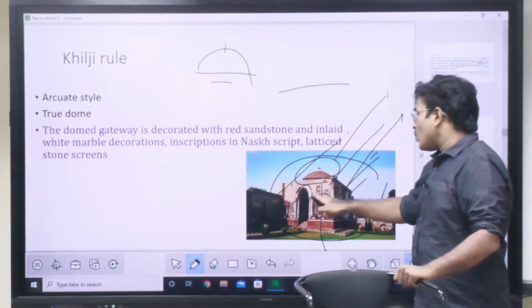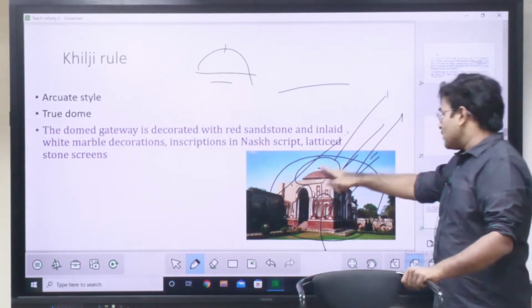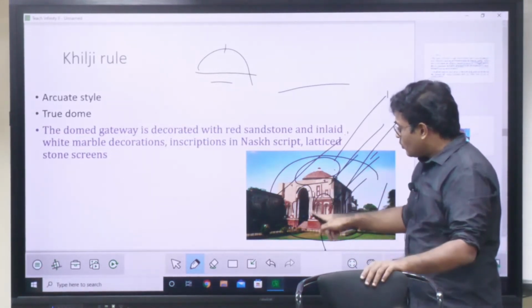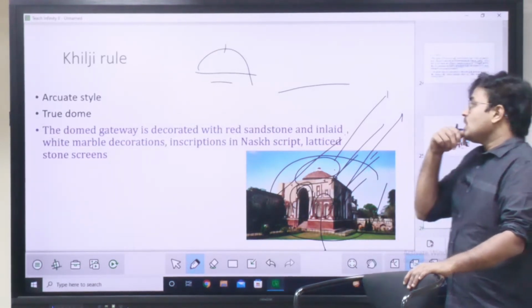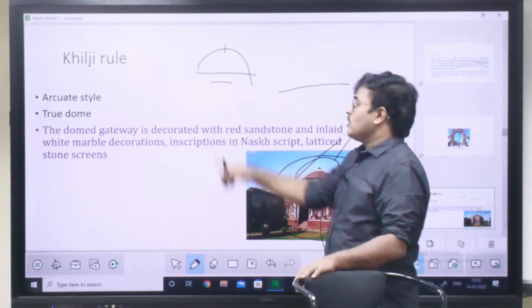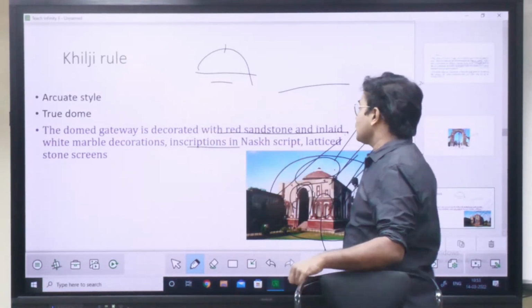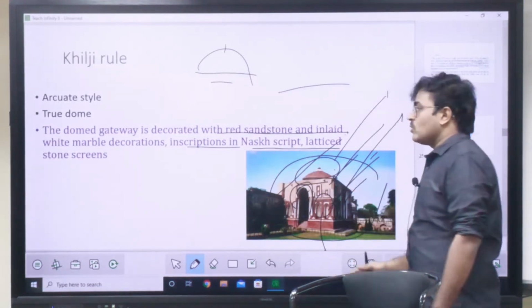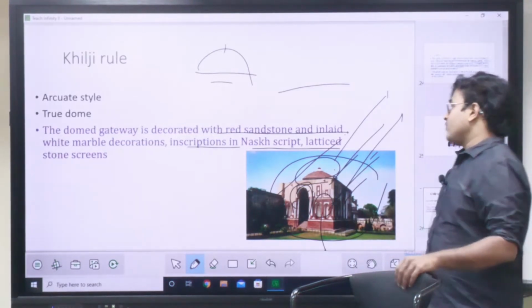So red sandstone, white marble and yellow sandstone, and domical structure, first dome. All of these things are there, and here he also used a lot of calligraphy in order to decorate the structure. Arcuate style, true dome. The domed gateway is decorated with red sandstone and inlaid white marble decorations, and inscriptions are present in Nasak script here, but not very important. No need to remember the type of this script also.